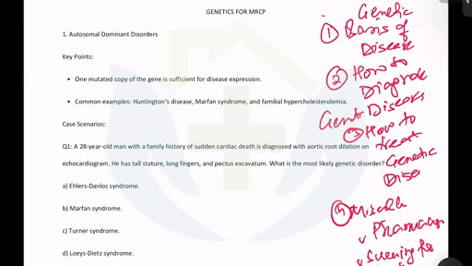So with this generic background, I would like to ask randomly, can anybody tell me what is the genetic basis of a disease? Broadly speaking, why is it important for us to understand the genetic basis of a disease?